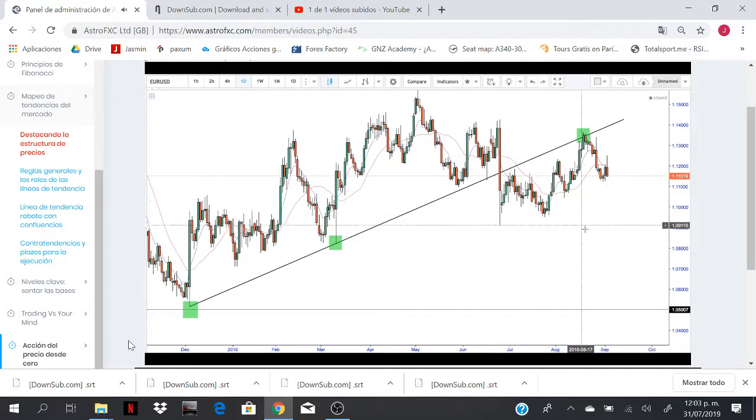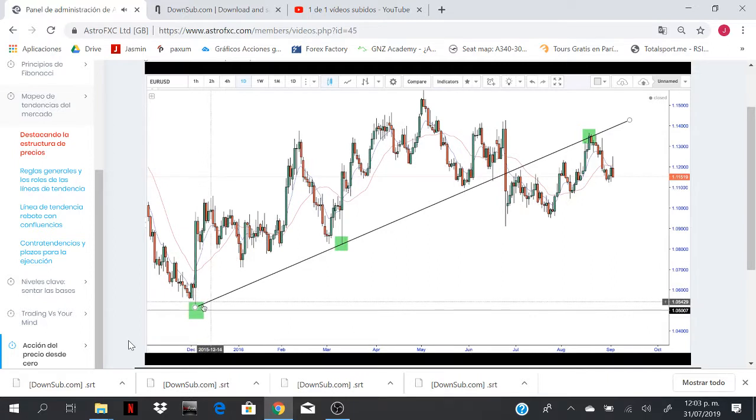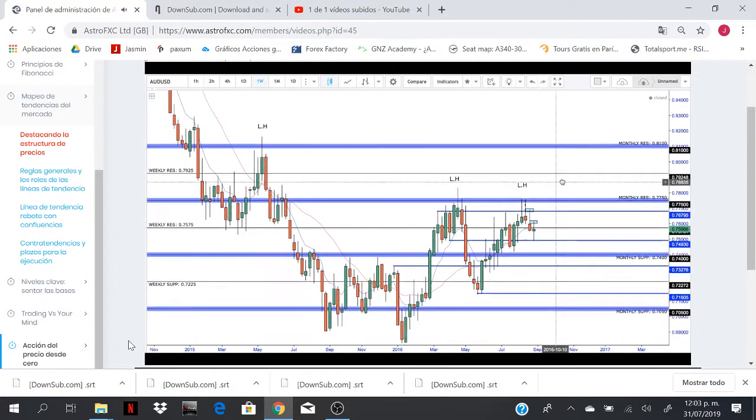So that's just how to draw a trend line. It's always the first 2 points on the wick as neat as possible, and we extend it into the future. So I'll show you how we can get down with this on the Aussie dollar.